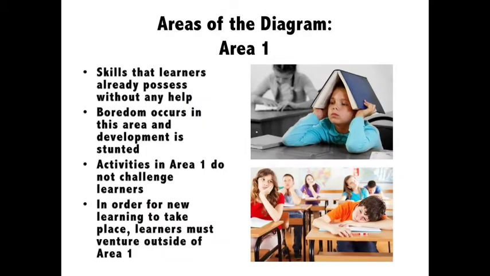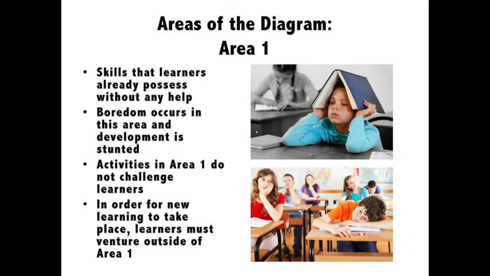Now let's dive a little bit deeper into the areas of the diagram from the previous slide. Area 1 are the skills that learners already possess without any help from a more knowledgeable other. The problem with this area is that boredom occurs, and that stunts development. Activities in Area 1 do not challenge learners. In order for new learning to take place, according to this theory, learners must venture outside of Area 1 and into Area 3 if they want to achieve Area 2.